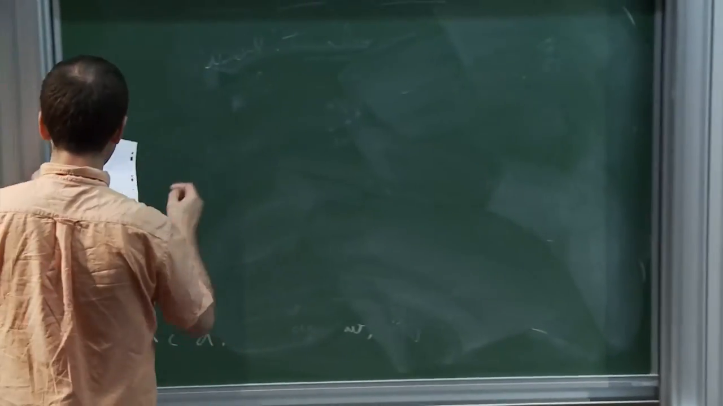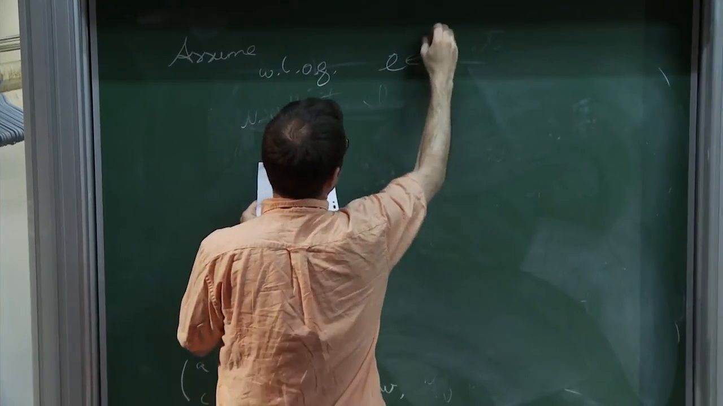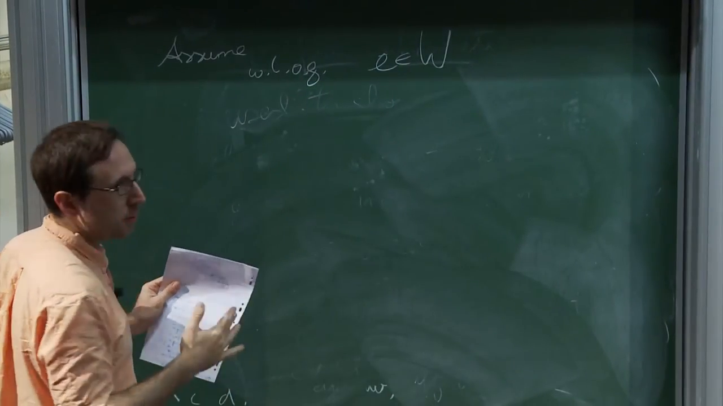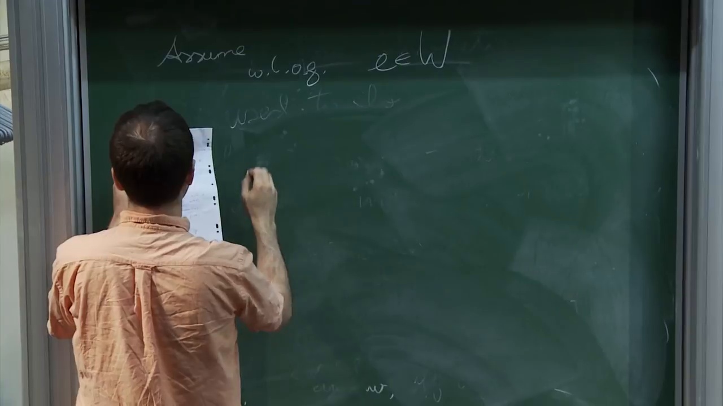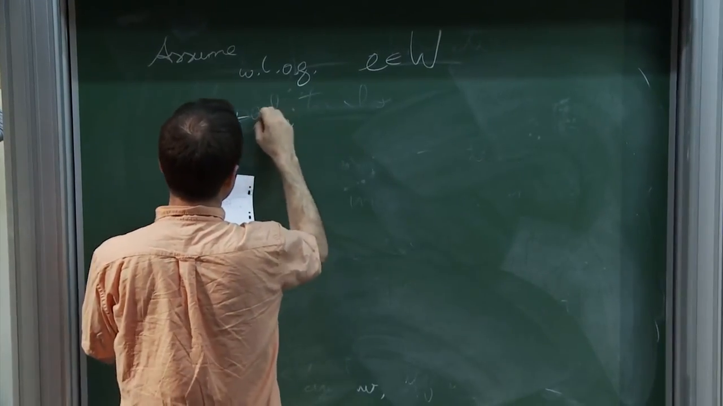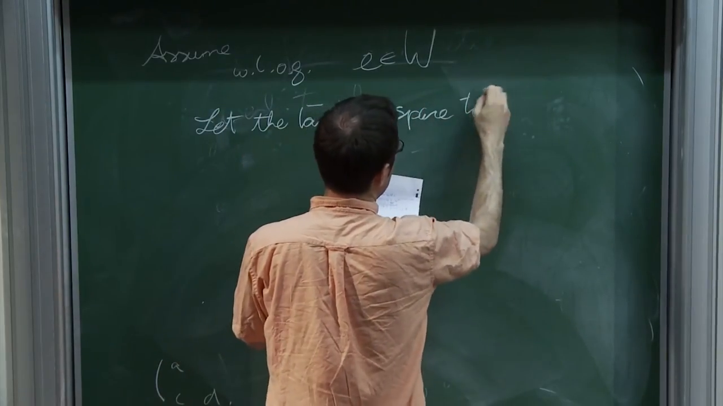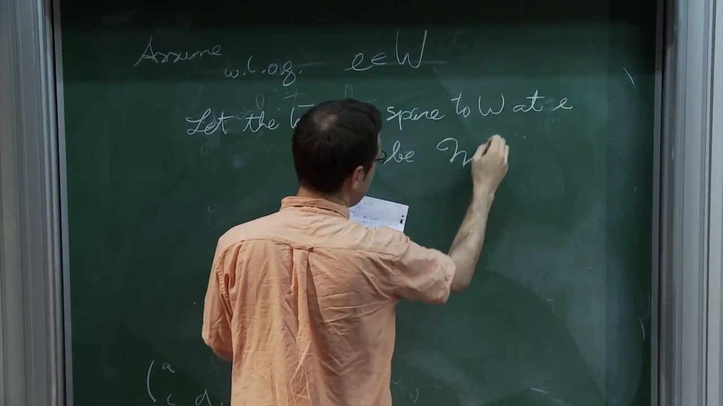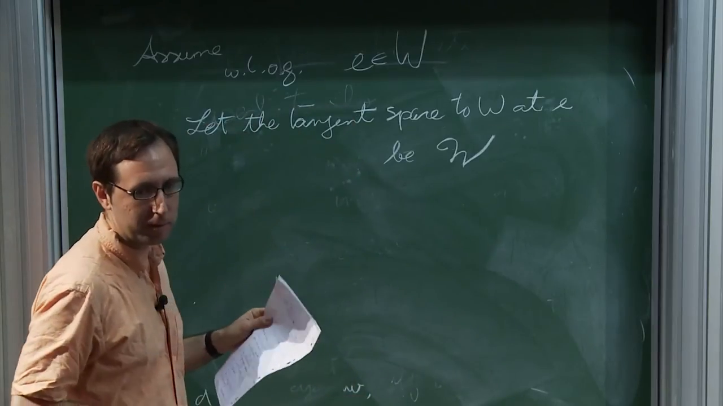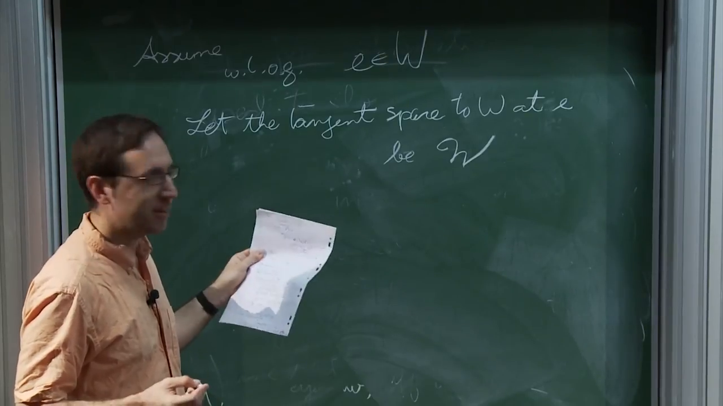All right. So assume, for simplicity, without loss of generality, really, that the identity is contained in W. So this helps us simply because it will be easier to work with the tangent space then. So let the tangent space to W at E be denoted by Gothic W, which I will denote in turn by curly W because I do not know how to draw a Gothic W. How do you draw a Gothic W? No goths in the audience.